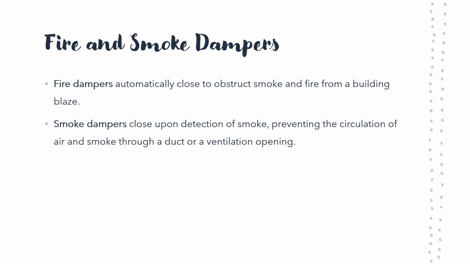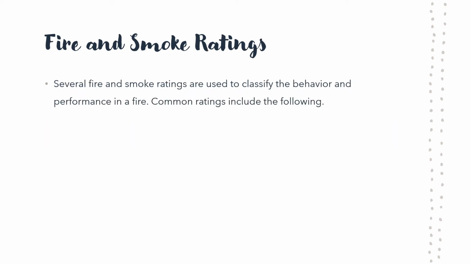Fire dampers automatically close to obstruct smoke and fire from a building blaze. Smoke dampers close upon detection of smoke, preventing the circulation of air and smoke through a duct or a ventilation opening. Several fire and smoke ratings are used to classify the behavior of materials and their performance in a fire. Common ratings include the following.